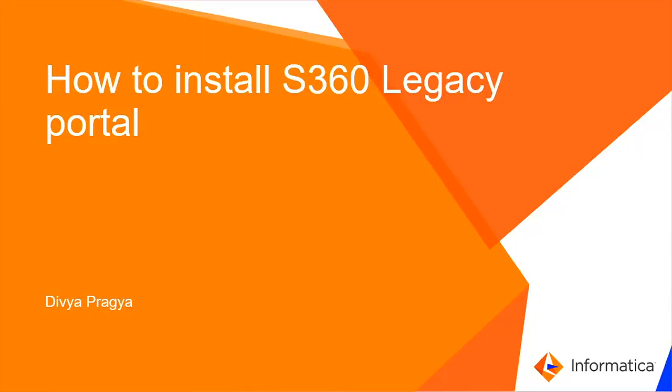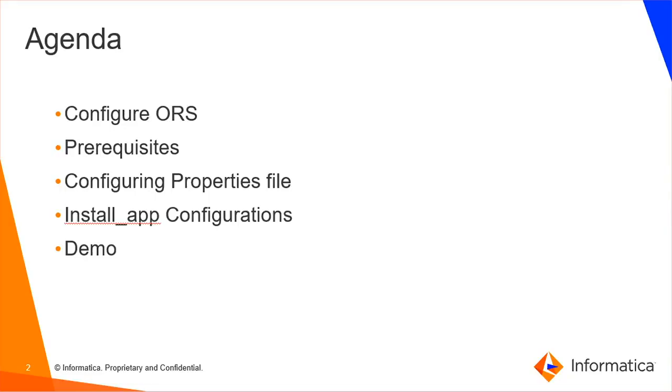Welcome to today's video. In this video, we are going to see how to install S360 Legacy portal. Let's see today's agenda. We will be starting with configuring ORS, which includes creating a blank ORS, importing the metadata, followed by importing the change list. Then we will be seeing the prerequisites, followed by configuring properties file, running the installer, and a quick demo. So let's get started.